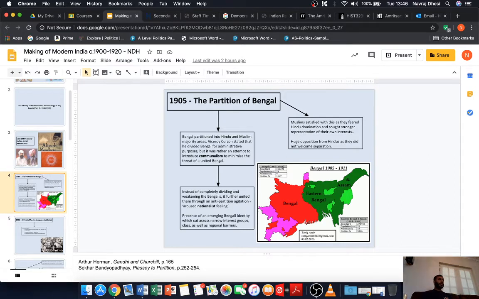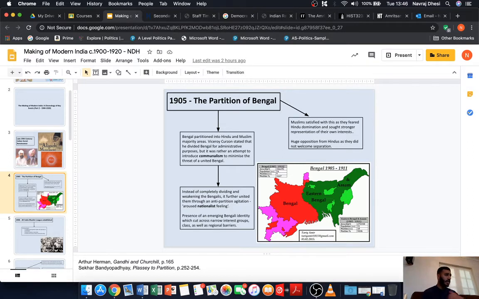So, in essence, what the British wanted to do is divide Bengal into religious majority areas, because they felt that a united Bengal was a massive threat, as there was a growing sense of national consciousness amongst Hindus and Muslims in Bengal who were quite united to drive the British out.